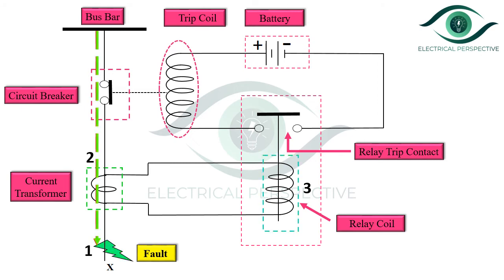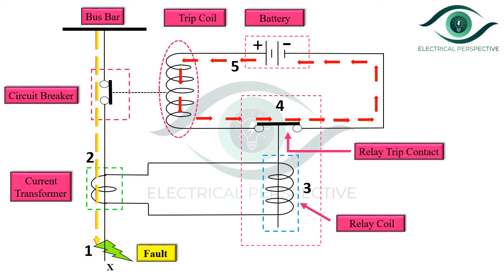The MMF means magnetic motive force. This increased magnetic motive force is sufficient to mechanically close the normally open contacts of the relay, and thus the contacts of the relay will get closed, and the circuit gets completed as shown in figure, and therefore the current will start flowing from the battery through trip coil in the trip circuit.